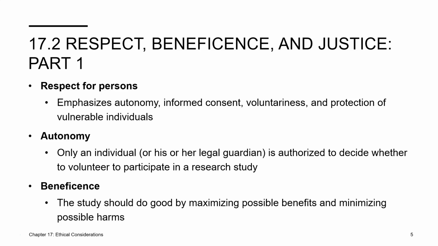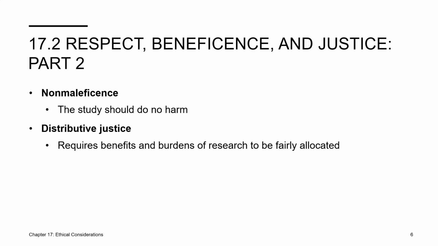And beneficence is that the study should do good by maximizing possible benefits and minimizing possible harms. So these must be in place in order for research to take place. You also need non-maleficence, meaning that the study should not do any harm, or that the researchers do not know of any harms that will be caused by doing the study up front. And distributive justice, and this requires that benefits and burdens of research are fairly allocated throughout the research process.